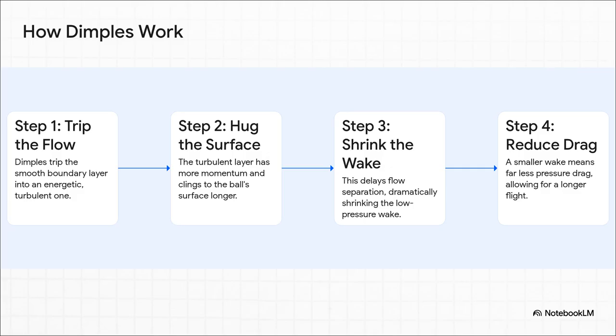Here is the brilliant trick. The dimples are there on purpose to trip that smooth, low-energy flow into a chaotic, but much more energetic, turbulent flow, right at the surface of the ball. This new turbulent layer has so much more momentum that it can hug the curve of the ball for much longer before it finally separates. And by delaying that separation, the dimples make that low-pressure wake behind the ball shrink a lot. So it's a trade-off. You're accepting a tiny increase in friction drag in exchange for a massive reduction in pressure drag. And for a golf ball, that is a trade that lets it fly hundreds of yards farther. It's an absolute game changer.